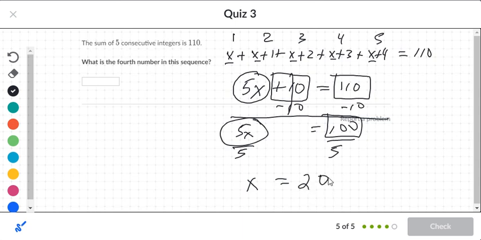Now it says, what is the 4th number in the sequence? So if we look where the 4 is, right below the 4 is x plus 3. So I'm going to say x is 20, and right below it is x plus 3. So this is going to become 20 plus 3. So from here you get an answer of 23.